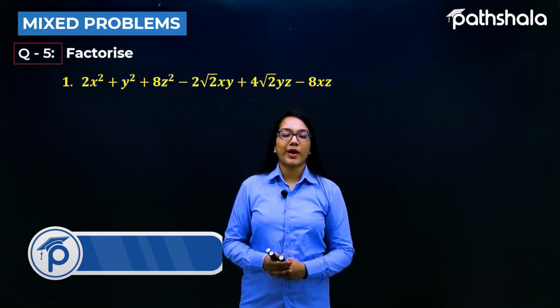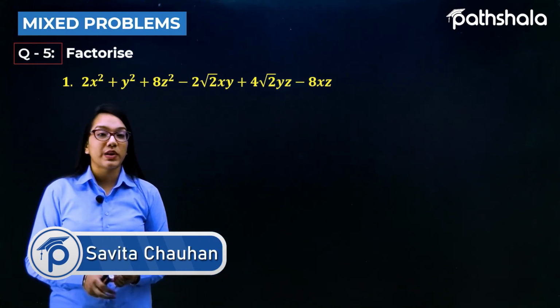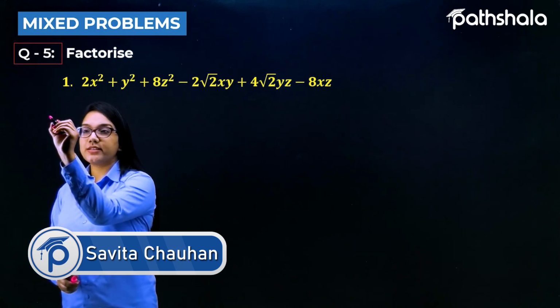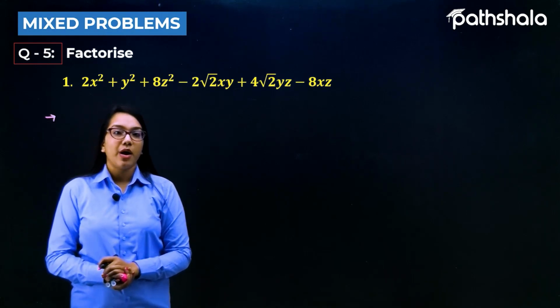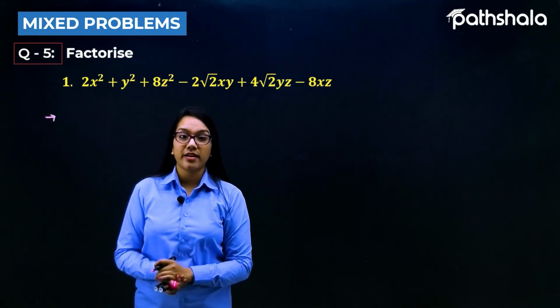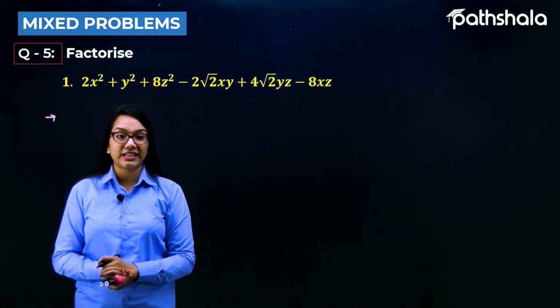So let's just see question number 5. Question number 5 says factorize this particular expression. So let's just start factorizing it. As we can see, we have 2x² + y² + 8z² − 2√2xy + 4√2yz − 8xz.